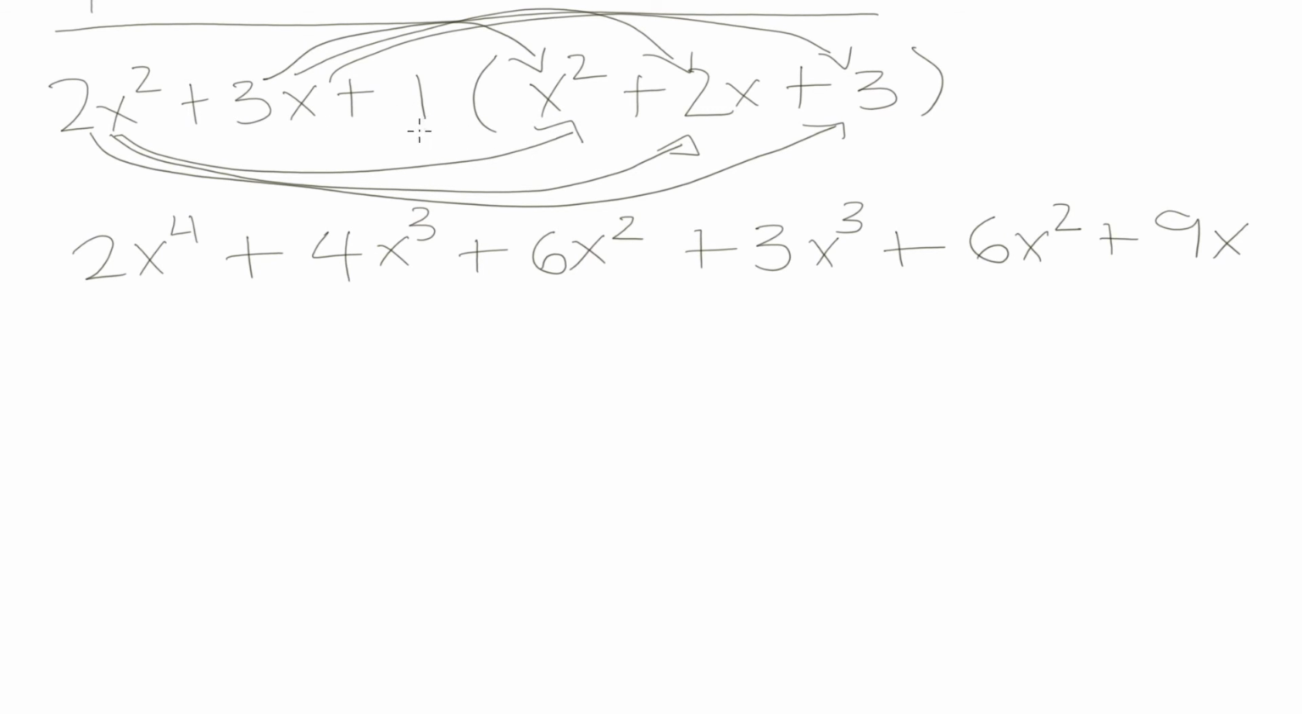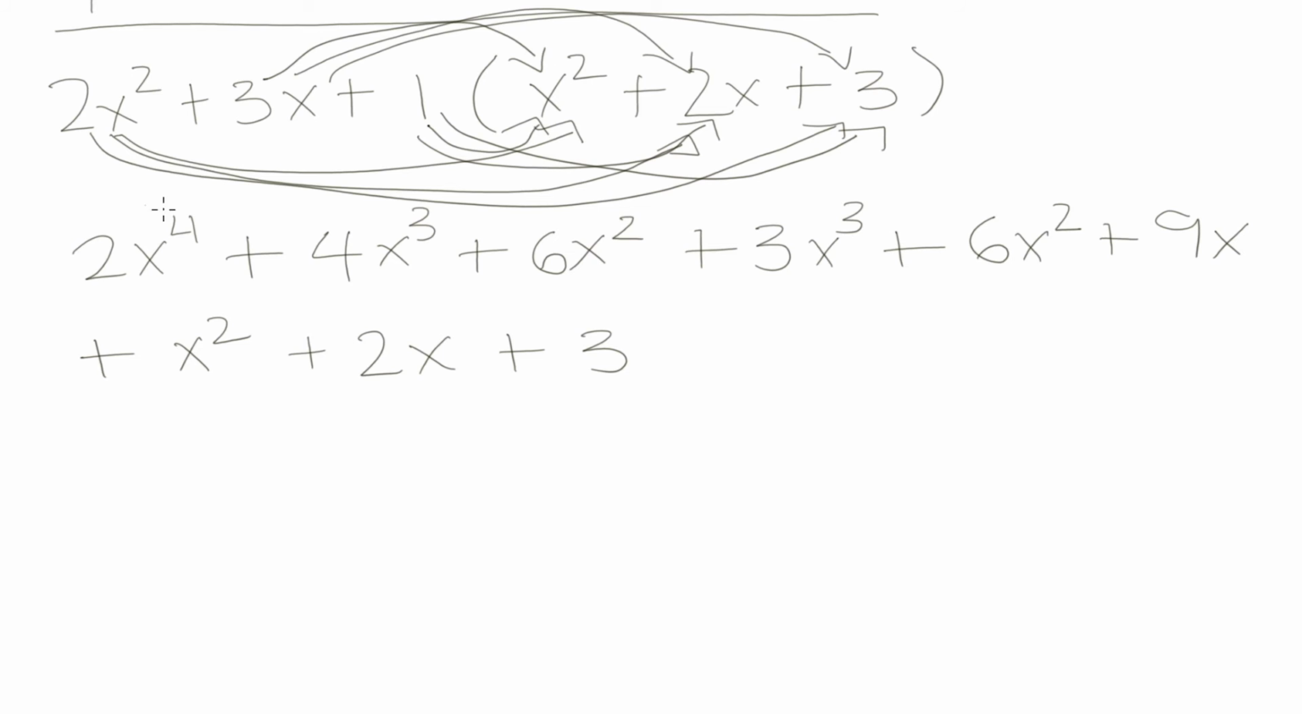Now we're going to go with our last term outside the brackets. 1 times x squared is going to just be x squared. 1 times 2x is 2x, and 1 times 3 is 3.